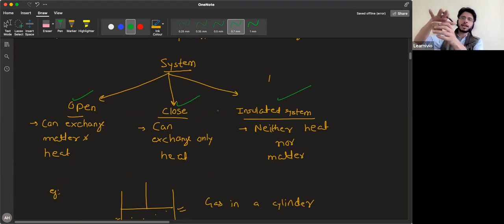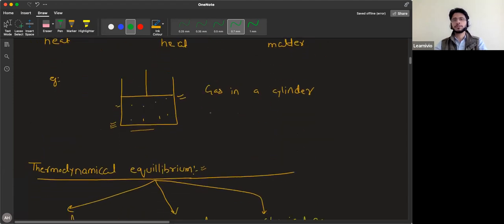Now, if I cover this glass with something, like if I cover it by my hand, now it cannot exchange matter. But since the walls are conducting, it can exchange heat. So it will become a closed system. And if there is a system which can neither share heat nor matter with the surrounding, then we call that type of system an insulated system.